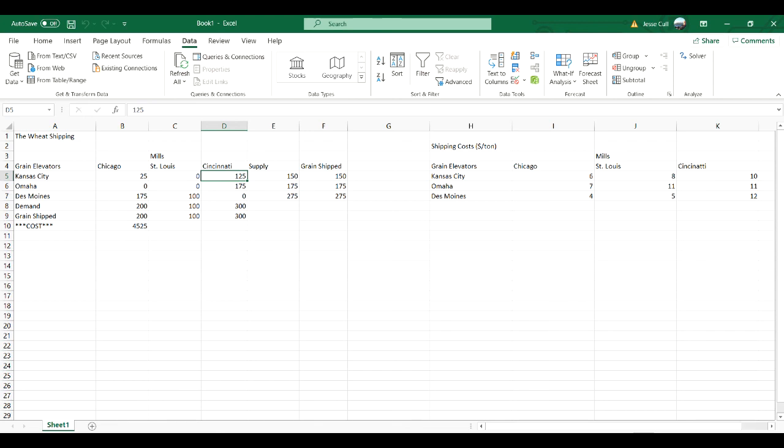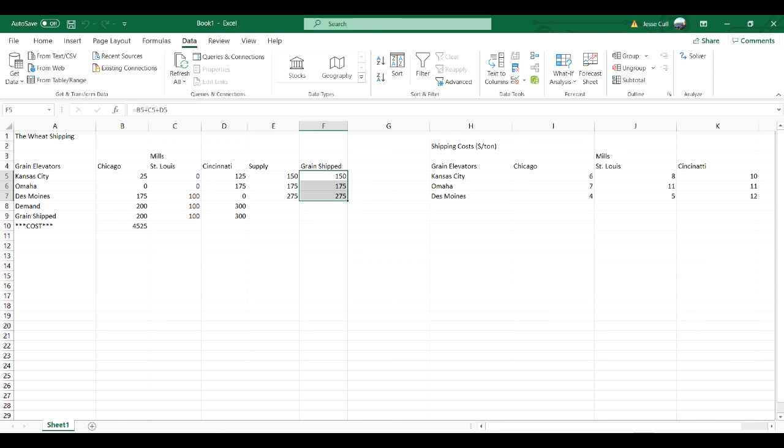All grain is shipped. From Omaha, 175 tons are all shipped to Cincinnati. They had 175, all 175 are shipped. In Des Moines, we had 175 to Chicago, 100 to St. Louis, and that's a total of 275, which is what they had, what they shipped. All the grain in their possession was shipped.